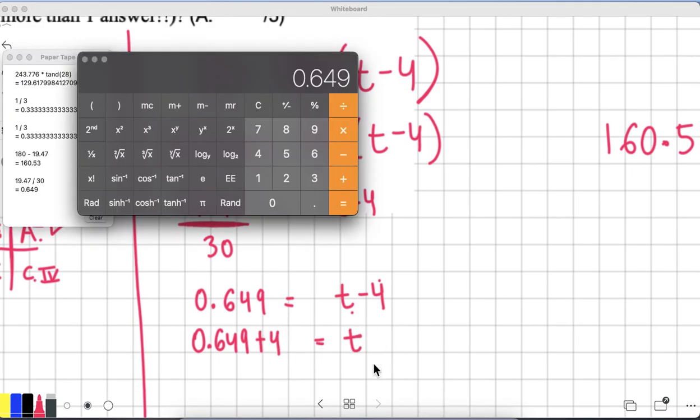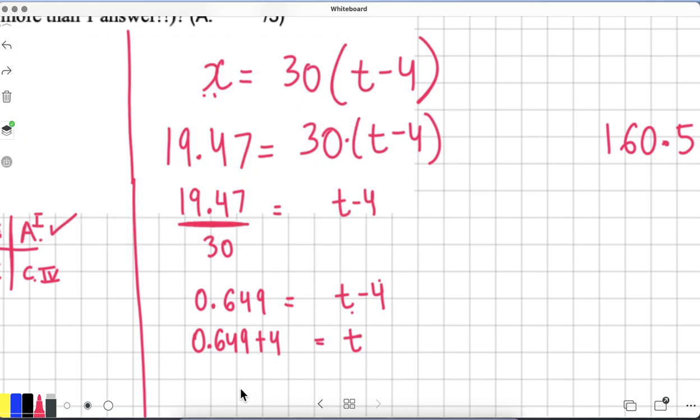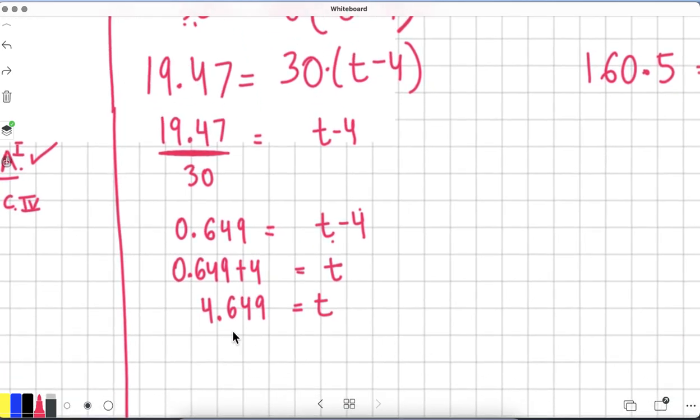So 0.649, add the 4 in that. It's 4.649. This is the t value. So we can say this is going to be about 4.6. That's the t.